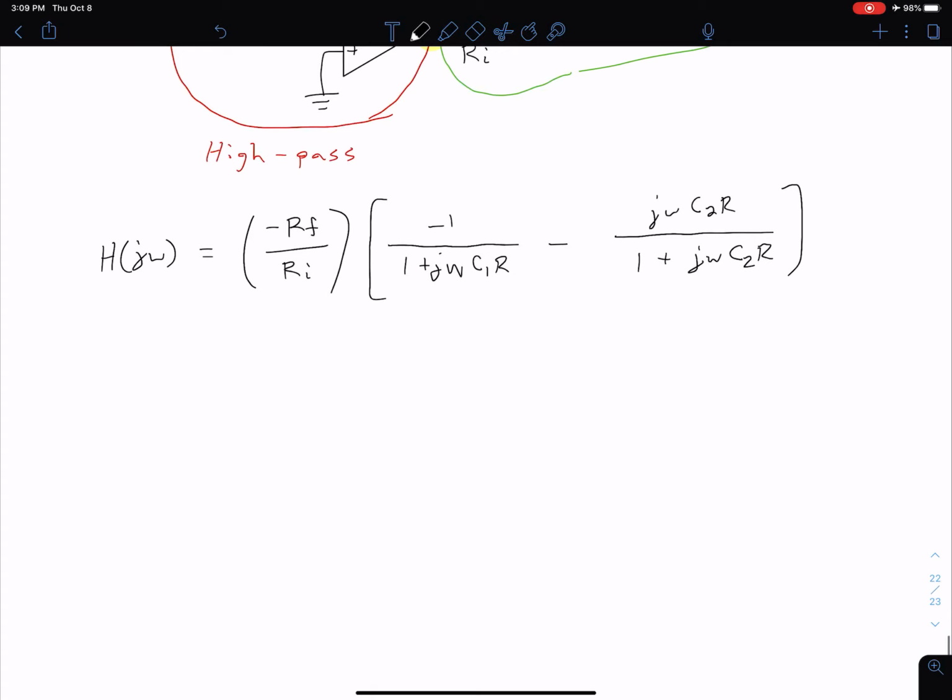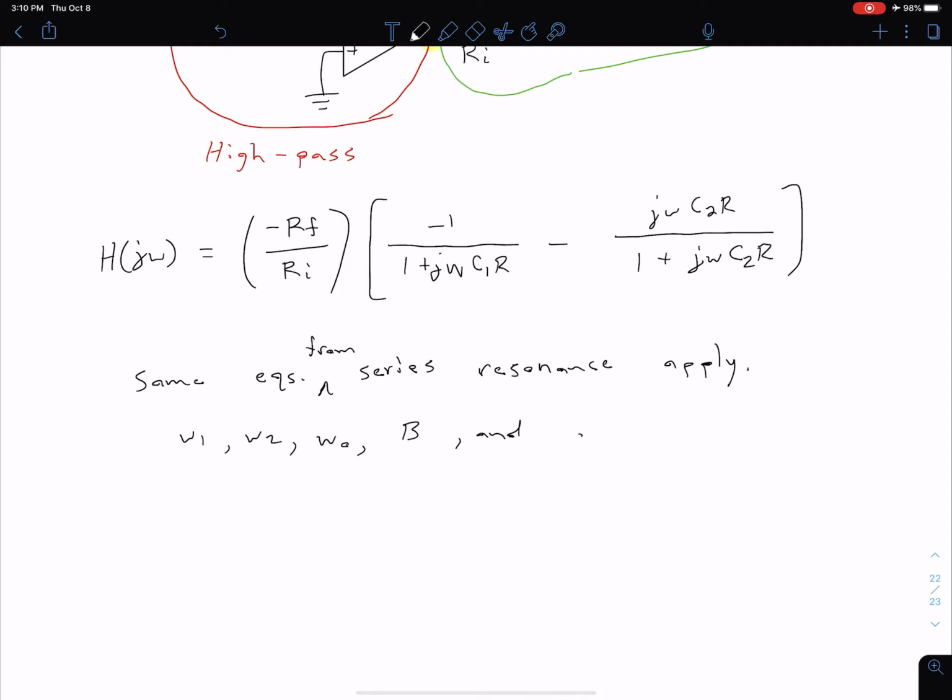Because we're talking about band pass, the same applies for band pass and band reject. The same equations from our series resonance apply here. And so those are the equations for our omega 1, our omega 2, our omega naught, our B, and our Q.